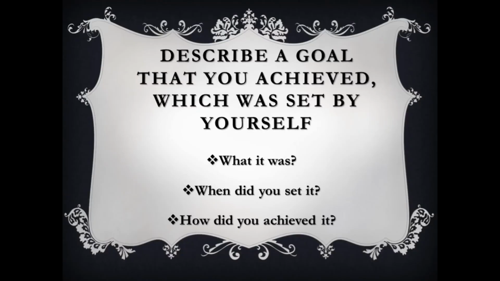Question is, describe a goal that you achieved which was set by yourself. And you have to tell what it was, when did you set it, how did you achieve it. Means you have to talk about any goal or achievement that is done by yourself and that was set by yourself. So you have to tell what it was, when did you set it, and you have to tell the process or the procedure of how you achieved that goal. So this is our cue card.